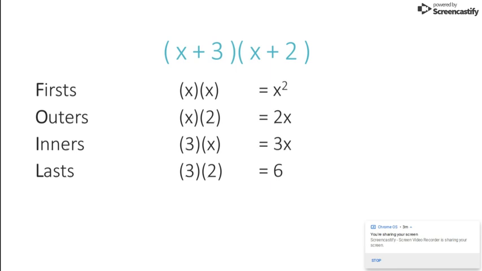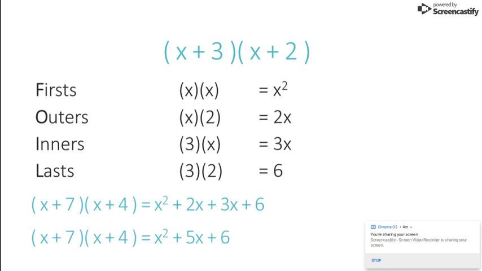So we got x squared for the first, 2x for the outers, 3x for the inners, and 6 for the last. And we're going to add those all together. But like the previous problem, we're going to see that we can combine like terms. In this case, 2x and 3x. So then when we combine those, we find that the quantity x plus 3 times the quantity x plus 2 is equal to x squared plus 5x plus 6.